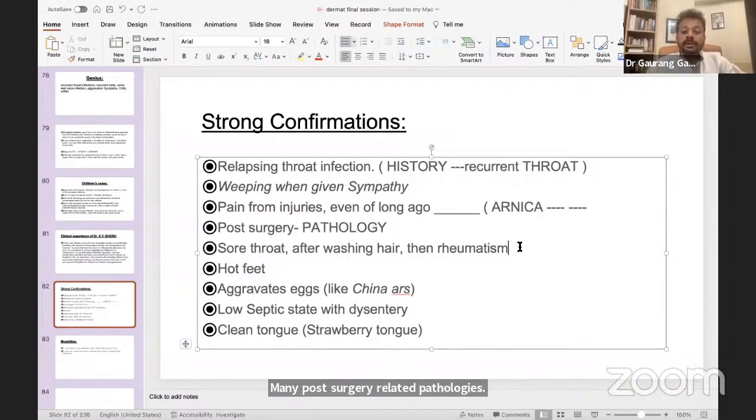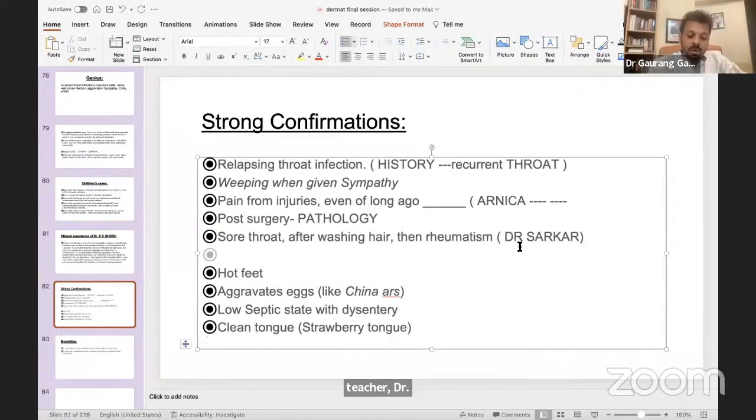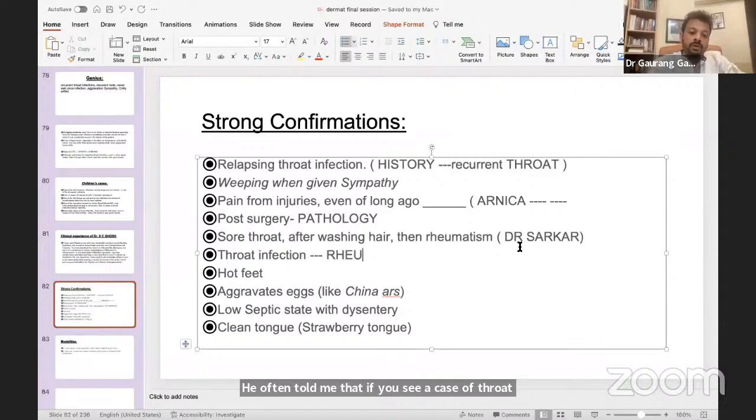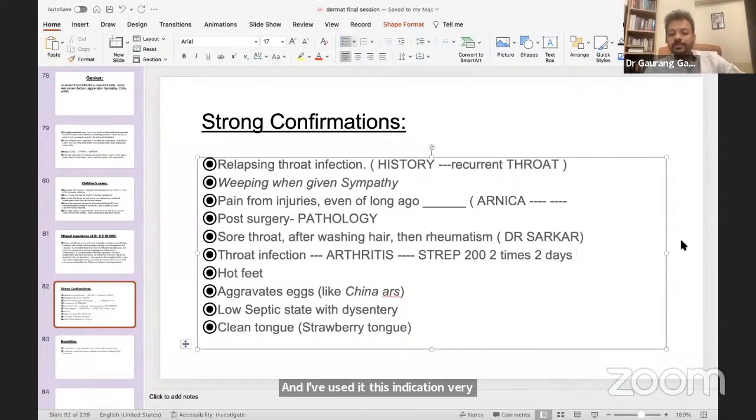One of the commonest, and this is something I have to give the credit to my teacher, Dr. Sarkar. He often told me that if you see a case of throat infection followed by rheumatoid arthritis or arthritis, you start the case with Streptococcinum 200, 2 times a day for 2 days. And I've used this indication many times. It's very important in many cases to understand the origin, duration, progress, how the problems start, and so on.